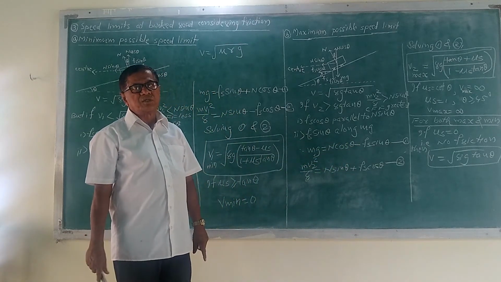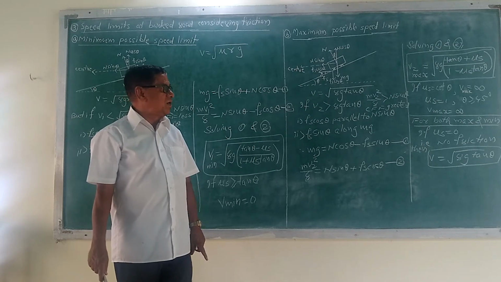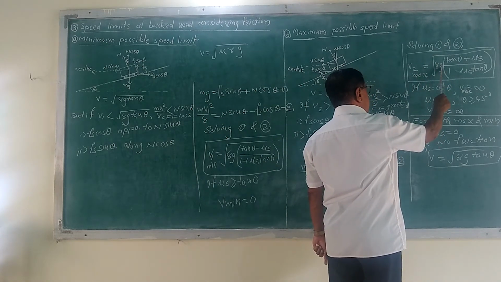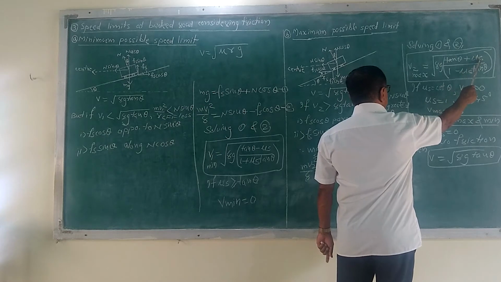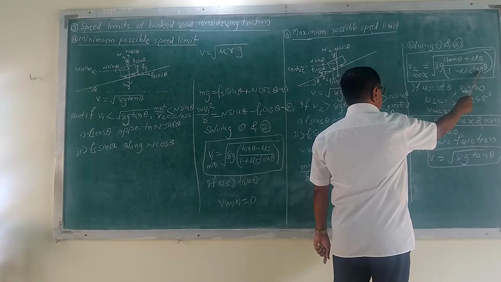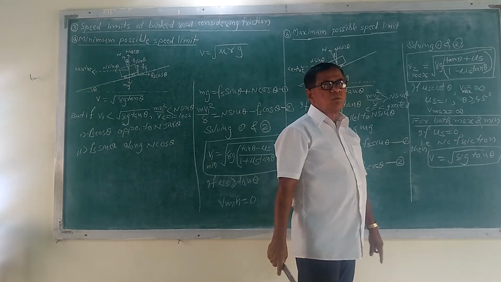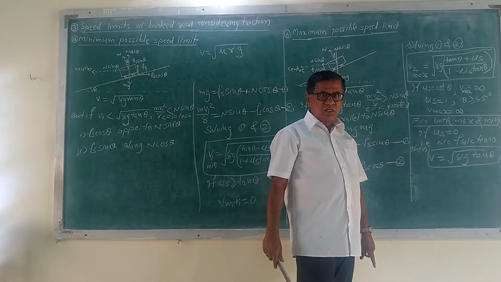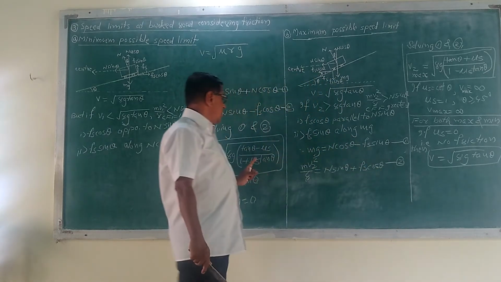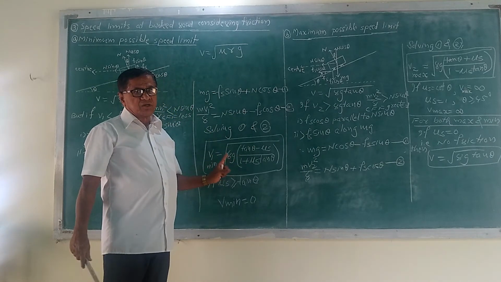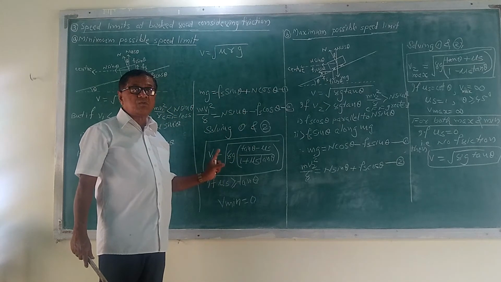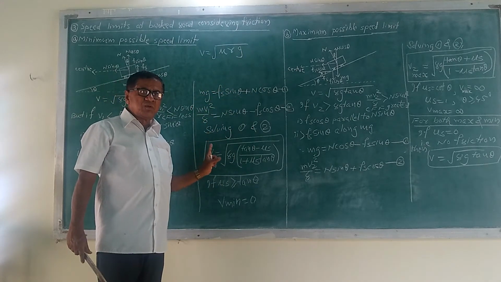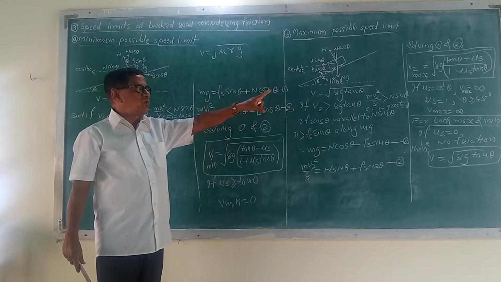Now solving equations 1 and 2, we get v max is equal to square root of rg in the bracket tan theta plus mu s upon 1 minus mu s tan theta. This is the equation for the maximum possible velocity at the banking of roads considering the force of friction. The earlier one is the minimum possible speed limit, where the friction is in the upward direction, and here the friction is in the downward direction.